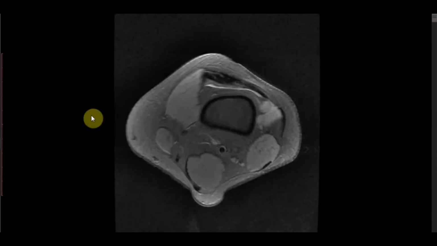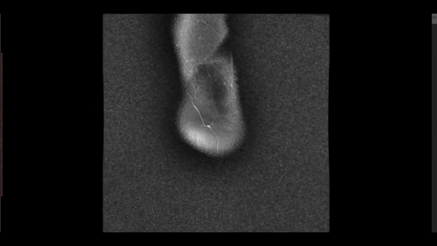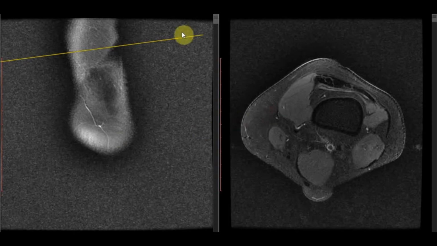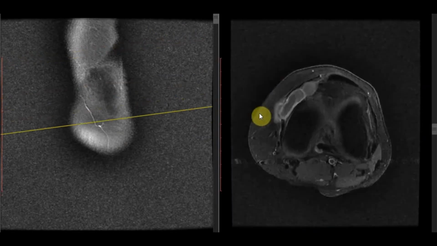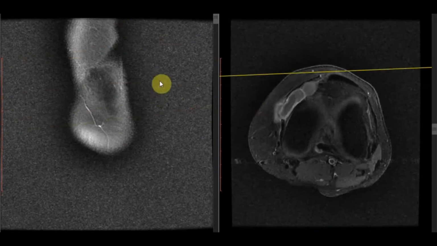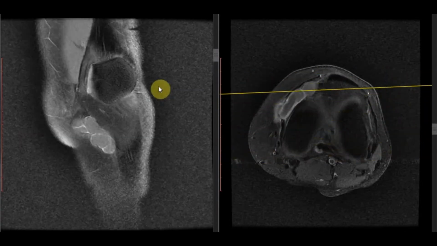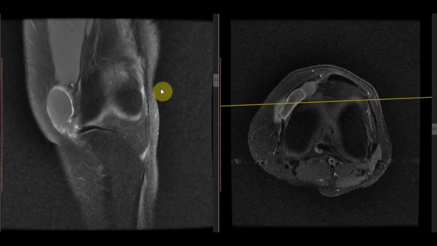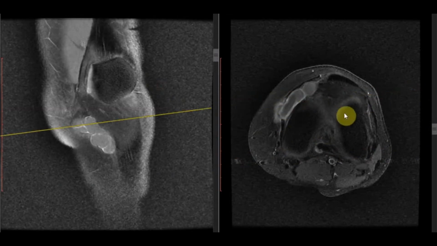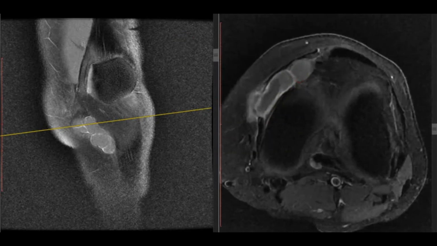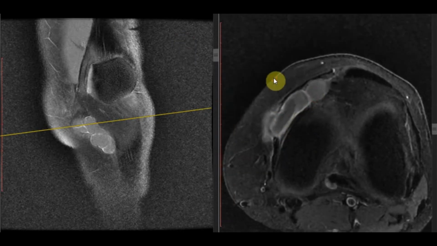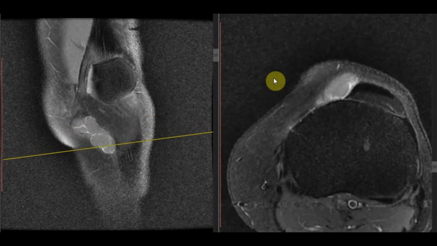We also have a post-contrast sequence. And on post-contrast sequence, we can see there is peripheral thin enhancement of the lining along the ganglion cyst. So there is no evidence of any solid component. And so this is a simple ganglion cyst.